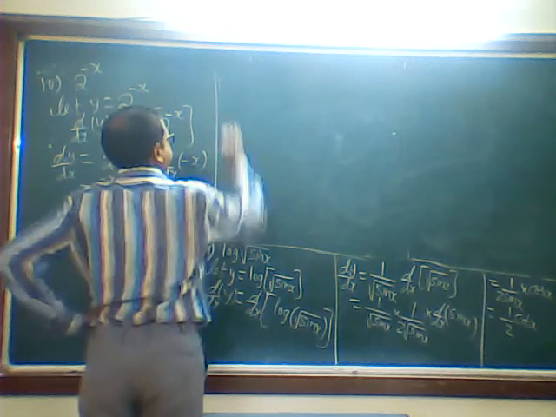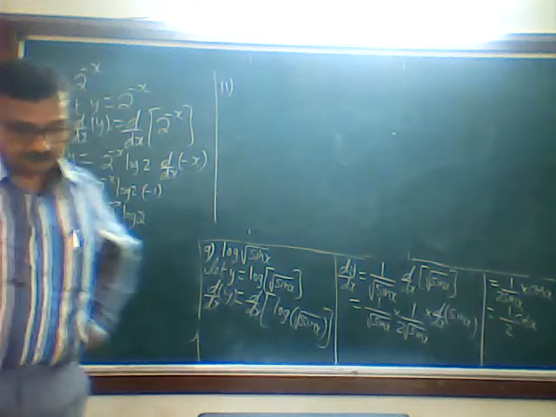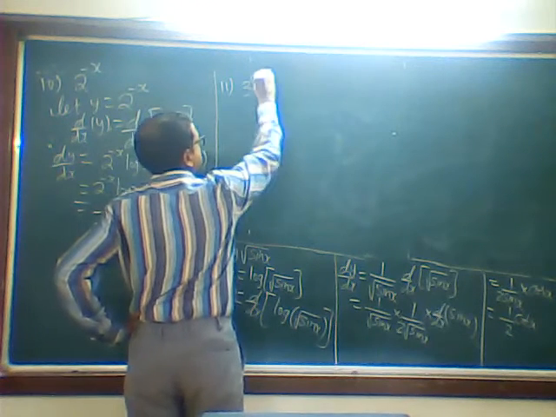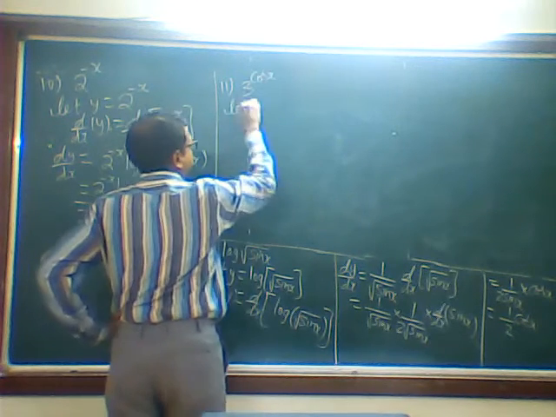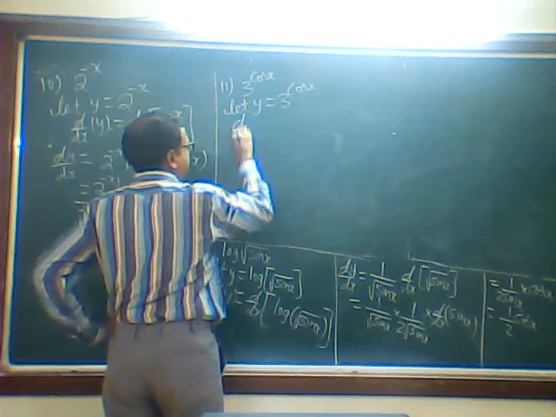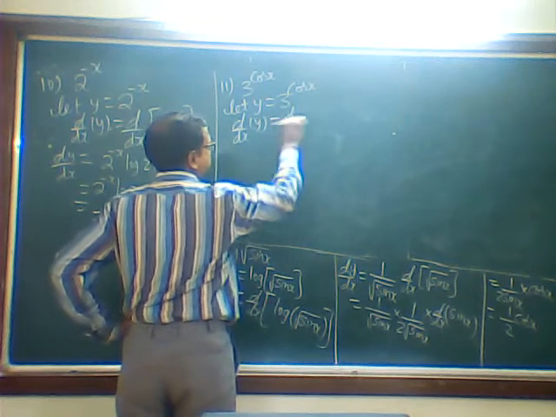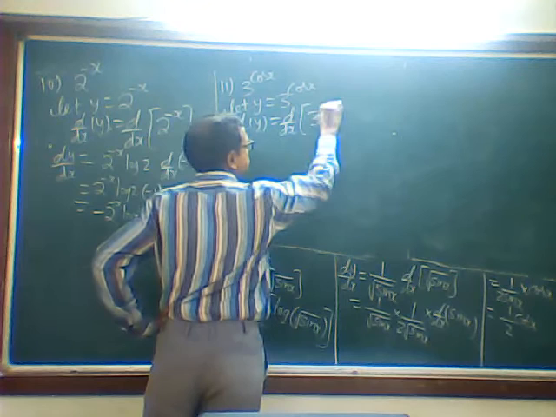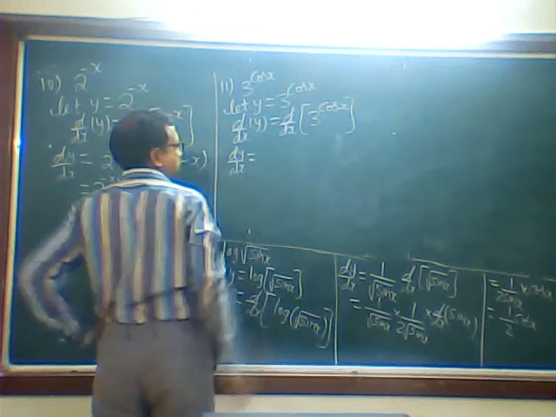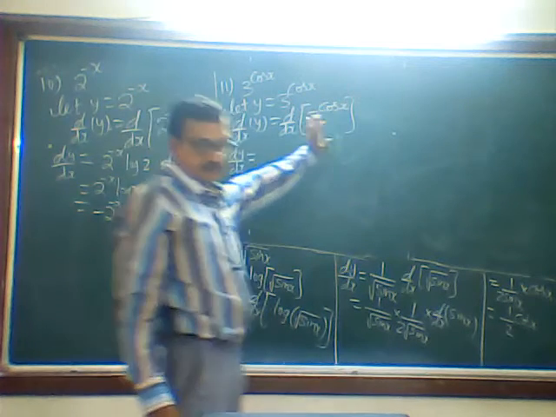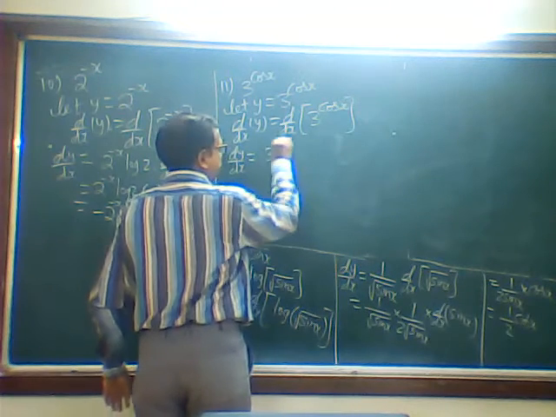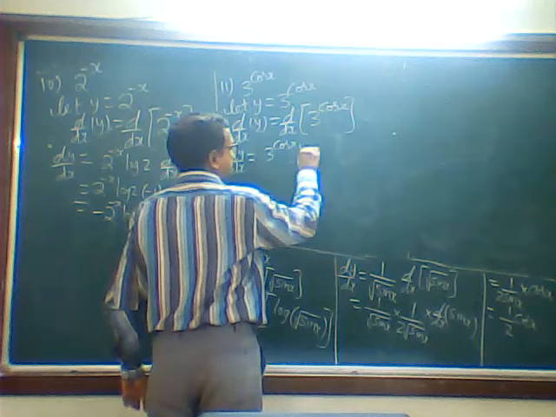Next, 11th one, e raised to cos x. Same way, derive. Let y is equal to 3 raised to cos x, d by dx on both the sides. So dy by dx is equal to, again it is like a raised to x. d by dx of a raised to x is a raised to x log a. So that way, 3 raised to cos x into log 3.